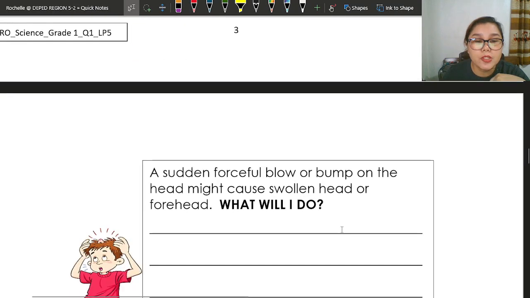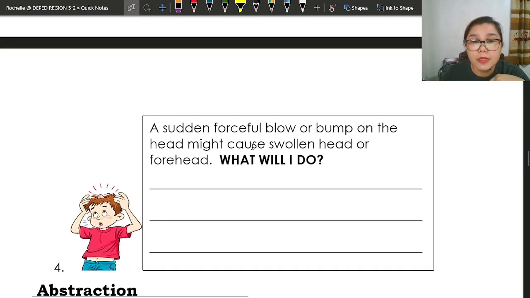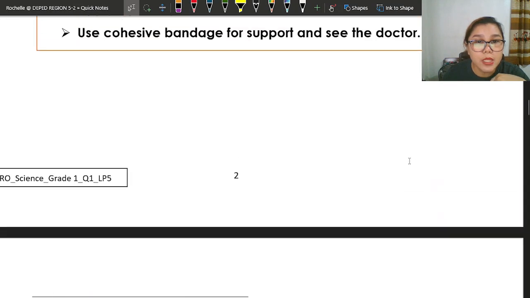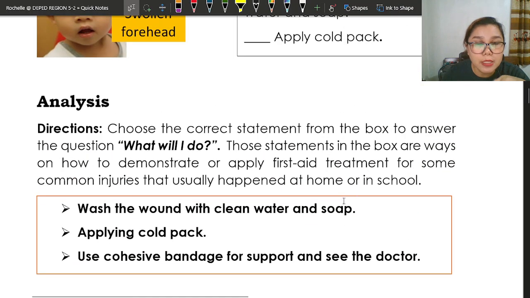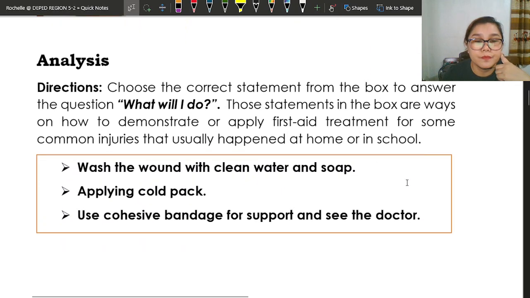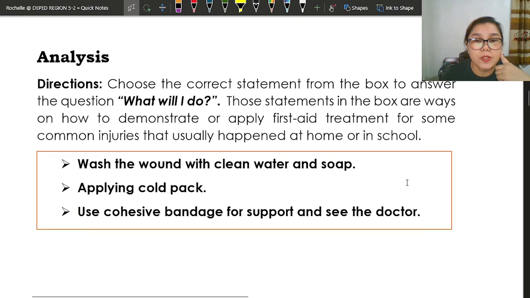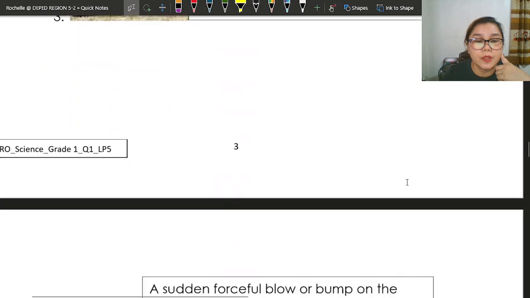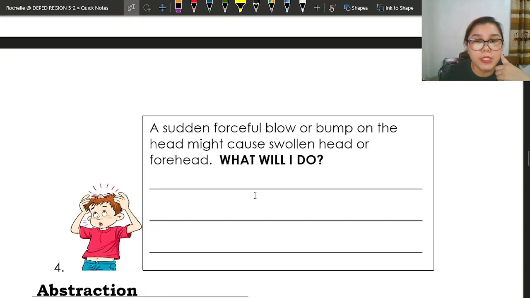On the next page, number 4, a sudden forceful blow or bump on the head might cause swollen head or forehead. What will I do? Because there are only 3 choices, it means that there is one statement which will be used again. So, one answer will be repeated for the next item. So, para sa bukol, what should be done? Pause to finish number 4.